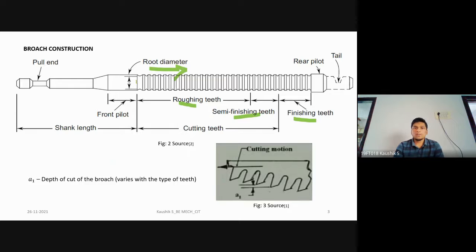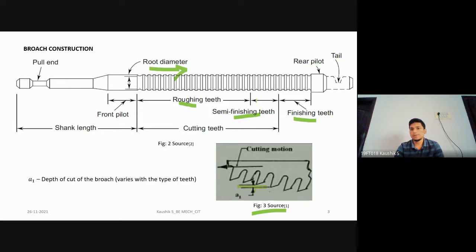structure. To start with, the roughening teeth remove the maximum of the material during the broaching process. The cut per tooth is highest for the roughening teeth. The cut per tooth is clearly depicted in figure 3. In figure 3, you could see here that A1 is the depth of cut per tooth. It varies, as I said earlier, based on the roughening teeth, semi-finishing and finishing teeth.